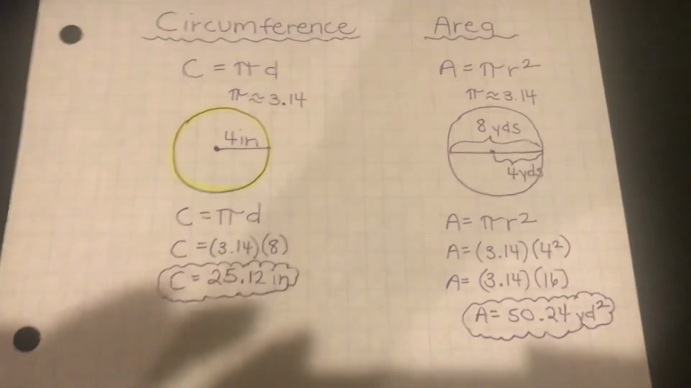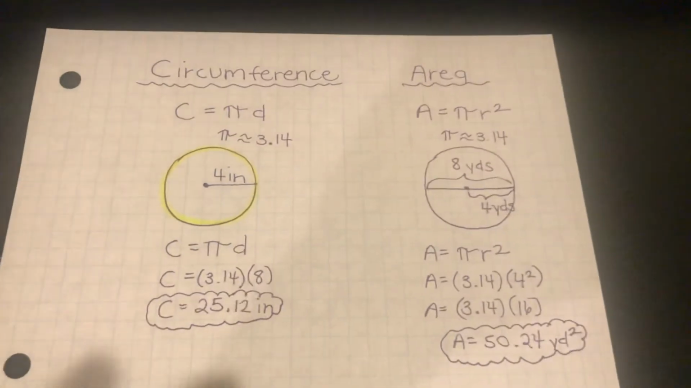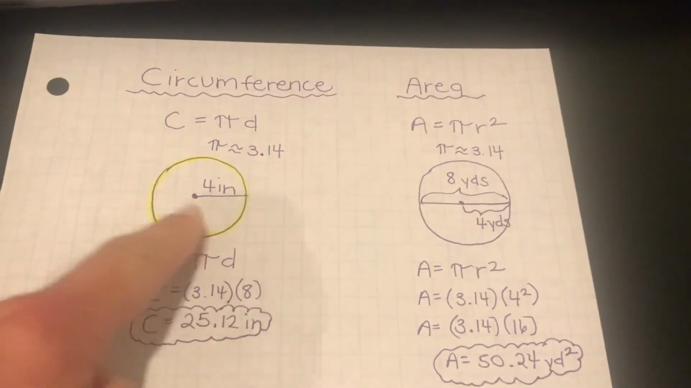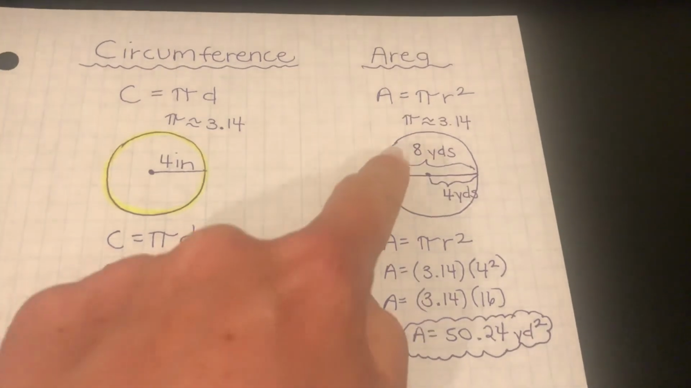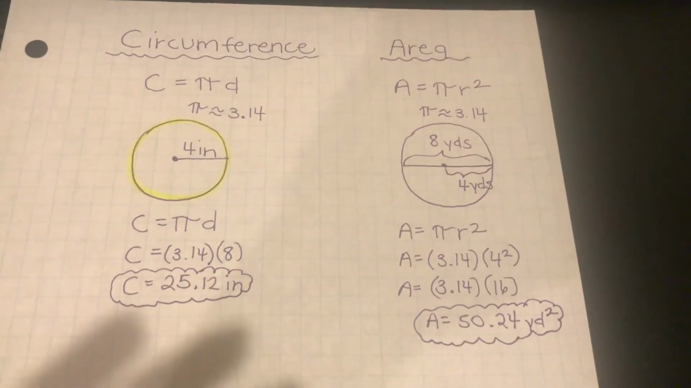So two different concepts related to circles. One is circumference, which is the yellow distance around the outside. The other one is the number of square inches, square yards in this case, square feet to cover the shape.